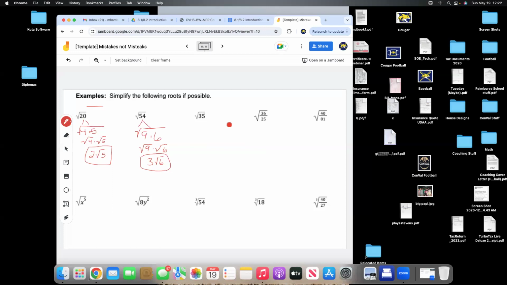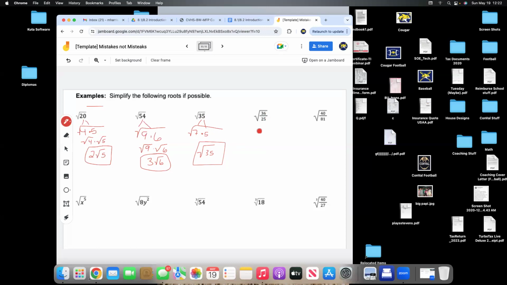Square root of 35. Okay. Well, we think of all the factors of 35. Well, we have 7 and 5. And we take the square root. Well, none of those are perfect roots, so this is simplified. So the simplified version of the square root of 35 is just the square root of 35. You can't simplify that anymore because it has no factors that are a perfect root.